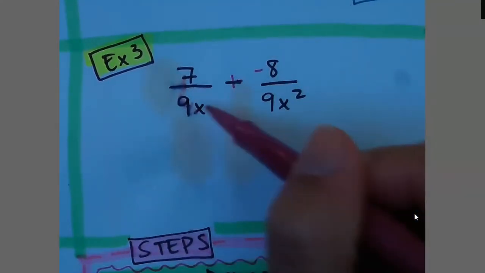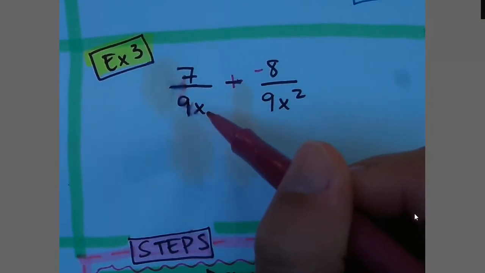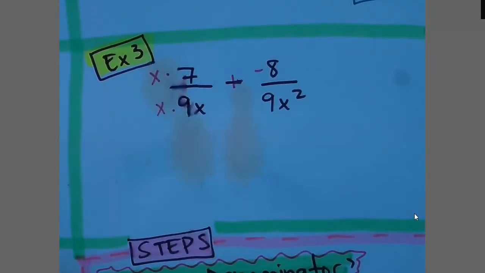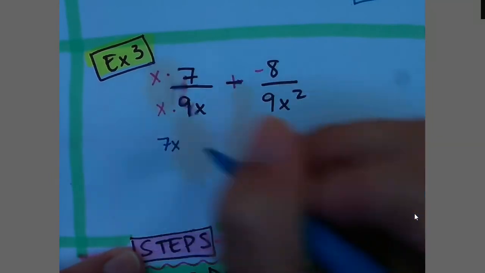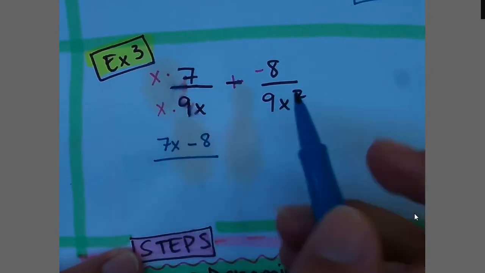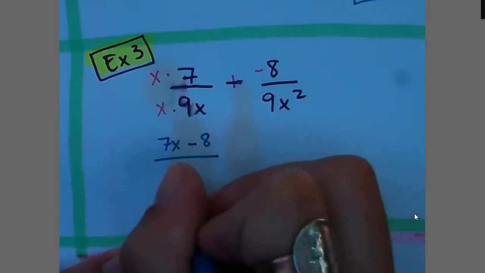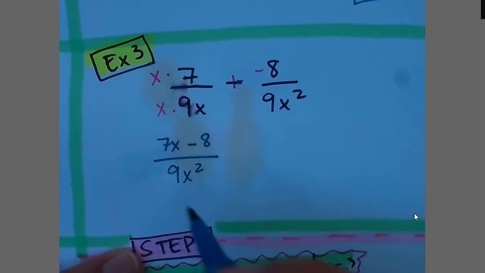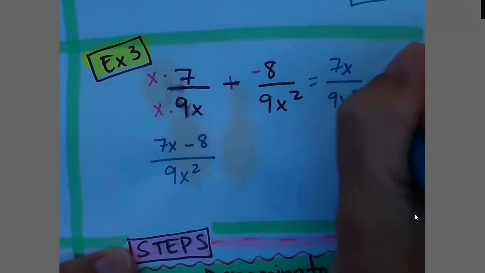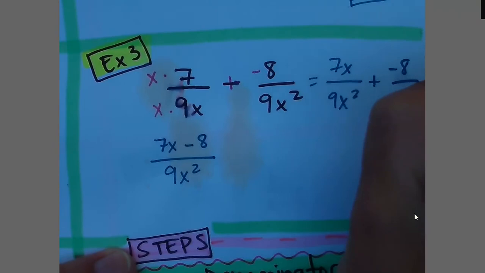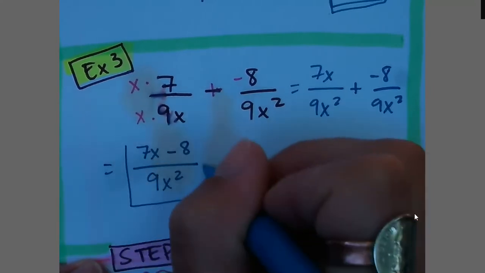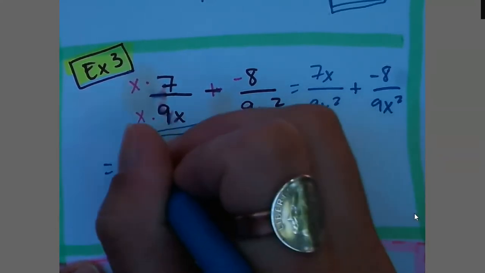All right. They both have x's, but this one has 2 x's and this one only has 1. So this one is going to need 1x to look like the other. 7 times x is just 7x. And then plus negative 8, which is the same as just minus 8. And then this is going to be all over our common denominator of 9x squared. I did skip a step here. 7x over 9x squared plus negative 8 over 9x squared. If you guys needed that step, there it is. If not, this is your final answer. And this cannot reduce, so that's what you're left with.